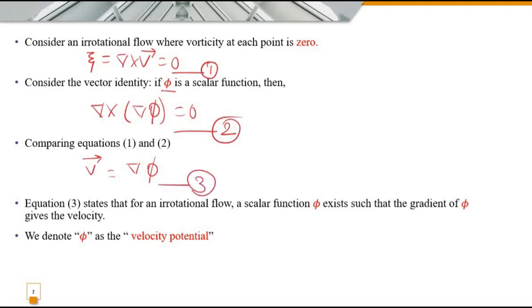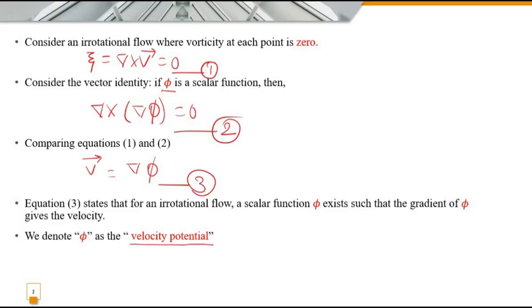Now from equation 3, what we can see is that for an irrotational flow, we have a scalar function phi, and it exists as a gradient of phi. So I can denote my velocity vector as a gradient of a scalar function, which we have denoted as phi. Now this phi is called the velocity potential. We name this term phi the velocity potential.